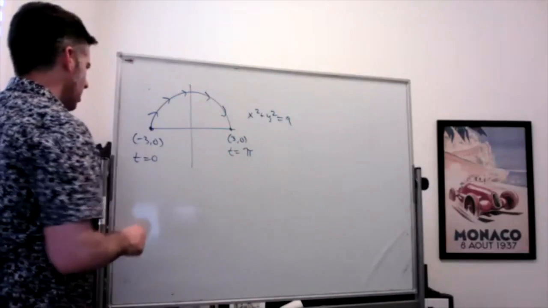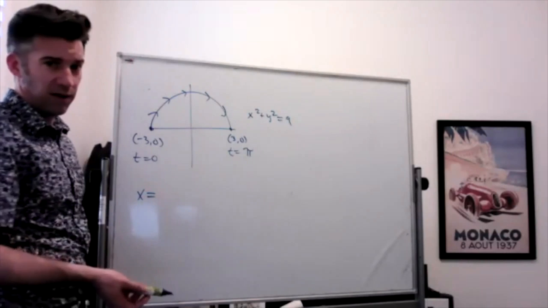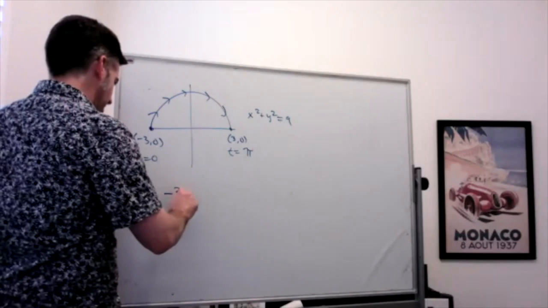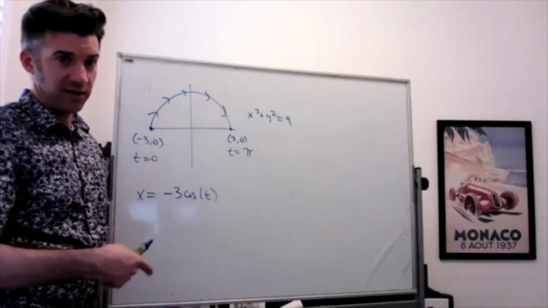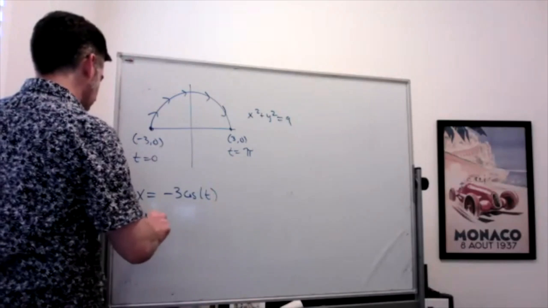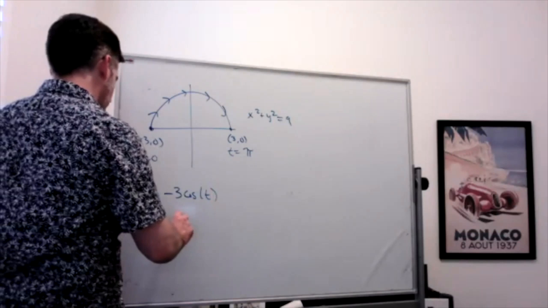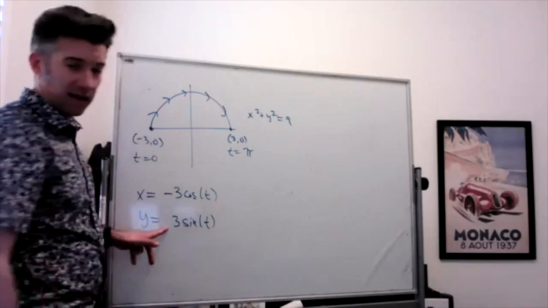So let's see. I need x to start at negative 3. So I probably need x to be negative 3 cosine of t. Just going to plug in 0. I'll get negative 3 times cosine of 0, which is negative 3. And I need y to start at 0. So y could be either 3 sine of t or maybe negative 3 sine of t.